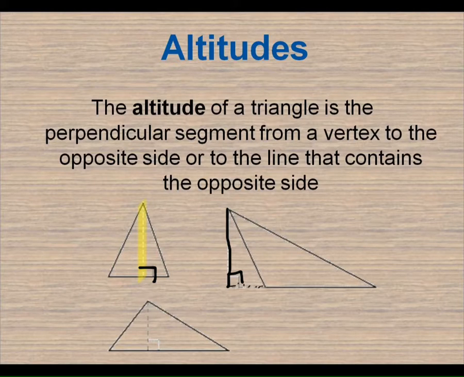Same here, go from the vertex to the opposite side at 90 degrees. You draw it to the other side like if it was extended. Most people put a dash through there or something like that. But yeah, so it doesn't always go through that triangle.